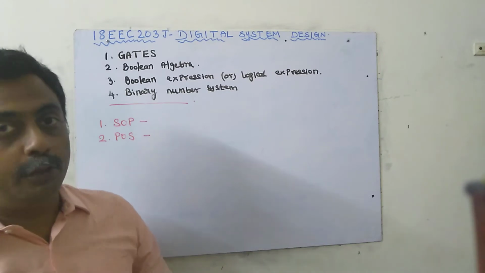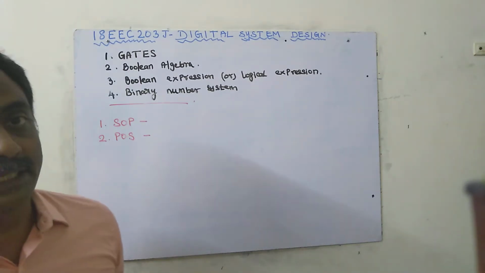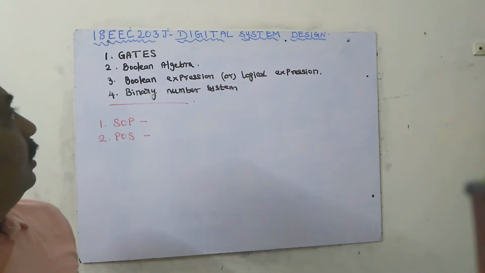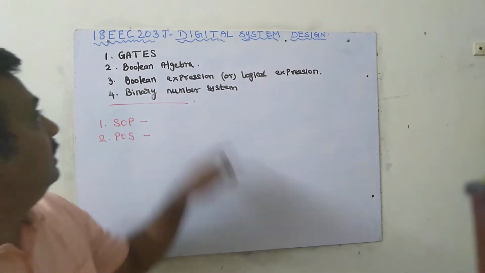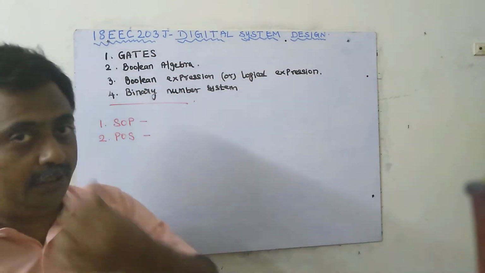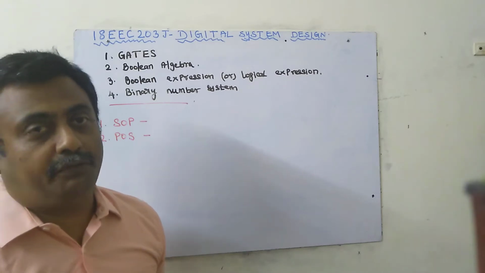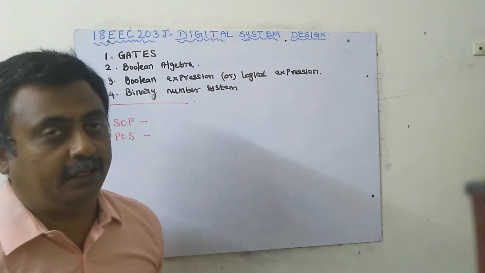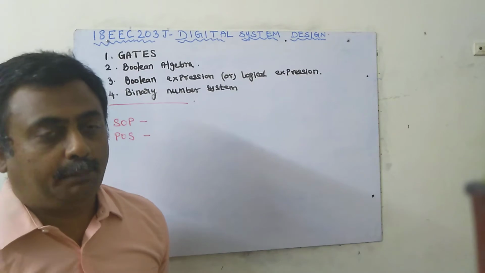This semester I am going to handle digital system design, 18 EEC 203J. This is a joint course. What is a joint course? Already you have come across joint courses. 50% will be theory and 50% will be practical or laboratory.